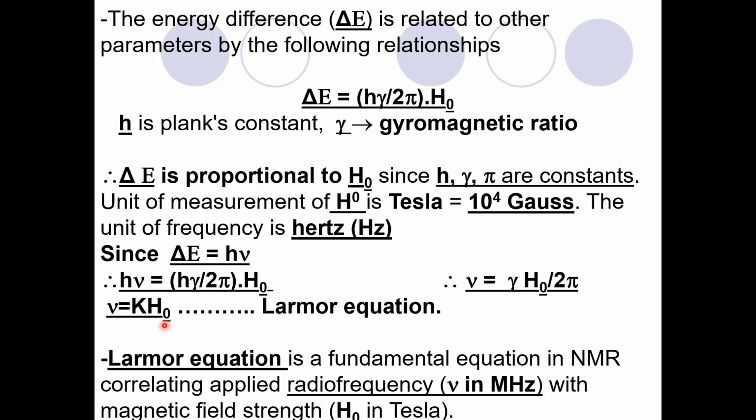This equation means that the frequency is not a constant value. It is dependent on the strength of the magnetic field. At a certain value of this proportion between the frequency and magnetic field strength, energy is absorbed, resonance will occur, and a signal is observed.